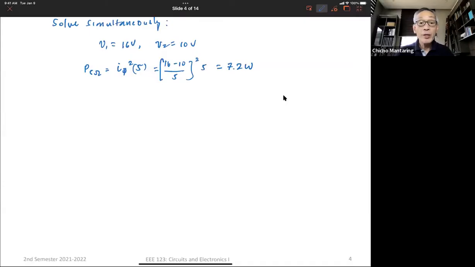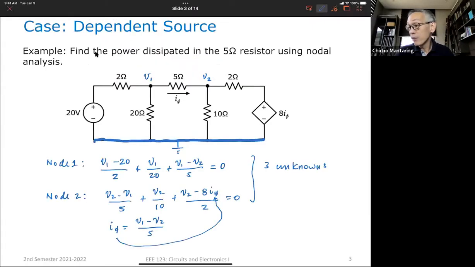Okay. Any question with regard to this problem? Any question? So I think this problem is pretty straightforward, no?